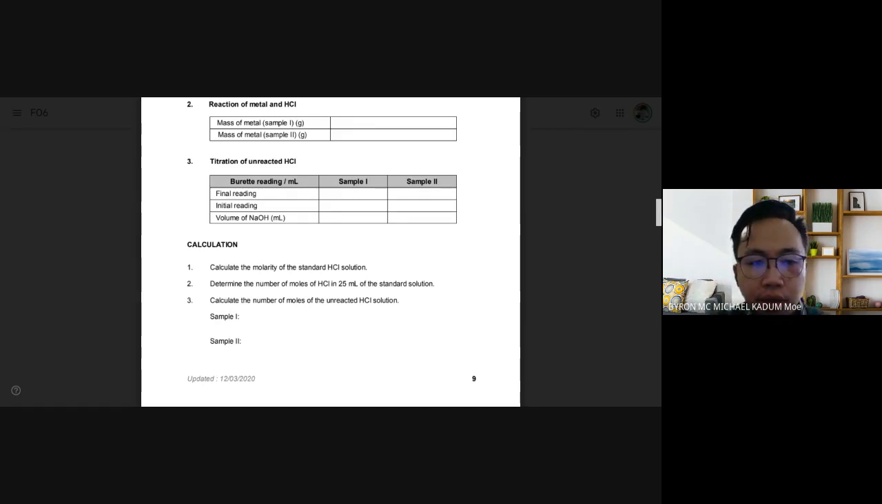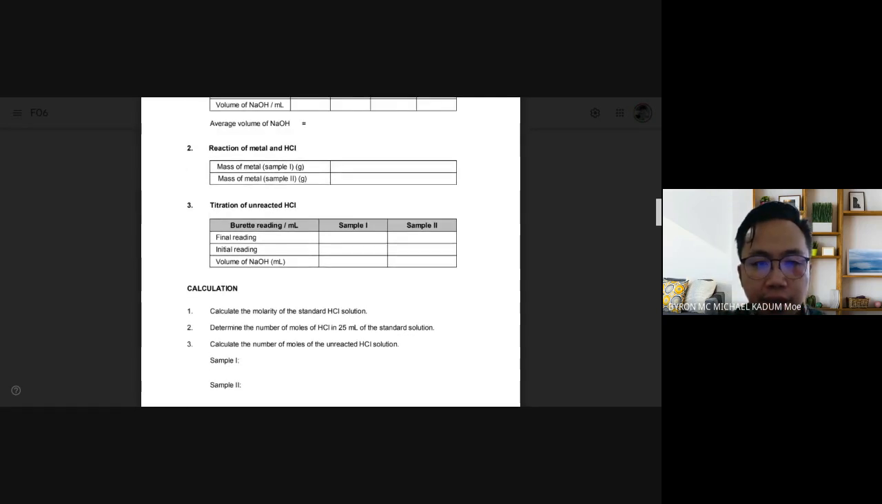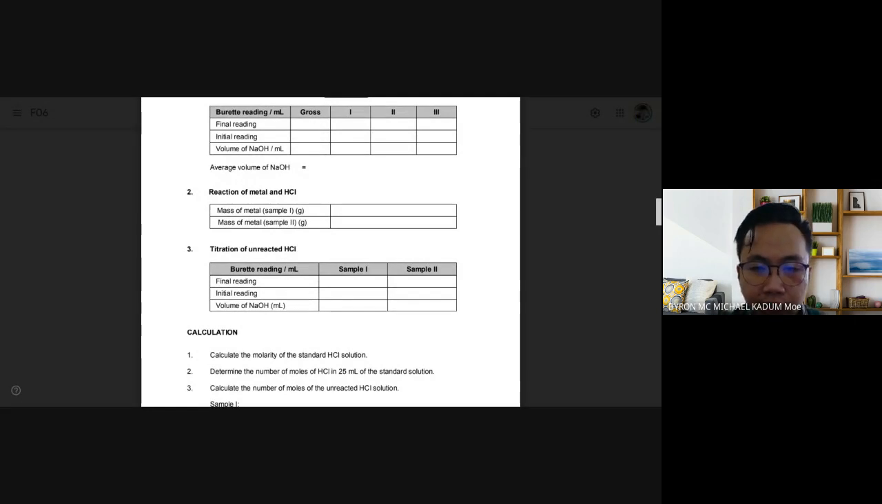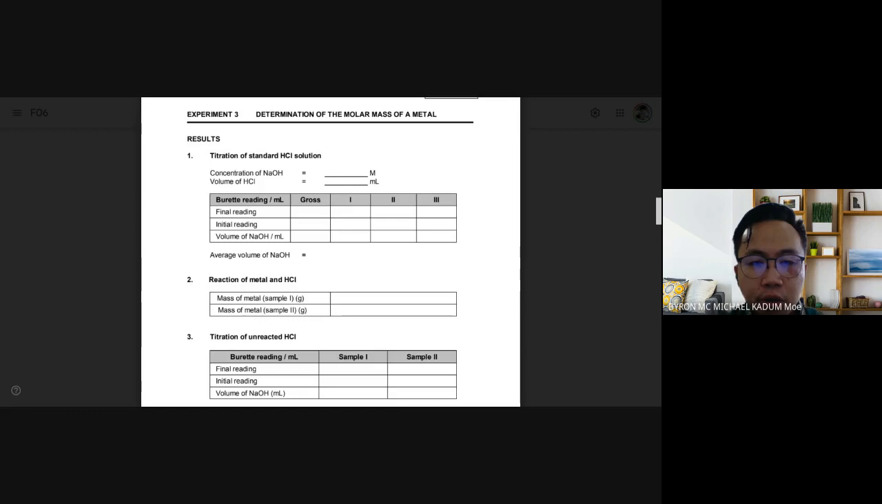First, you need to do the calculation for molarity of HCl. Second, you need to determine the number of moles of HCl. Third, you need to calculate the number of moles of unreacted HCl solution, sample 1, sample 2. Okay, so when you do this, I think there are going to be a lot of questions in your head. That's okay, that's fine. Even if you're going to do this hands-on, you're still going to have a lot of questions. What more when you are just doing this by watching the video just now?